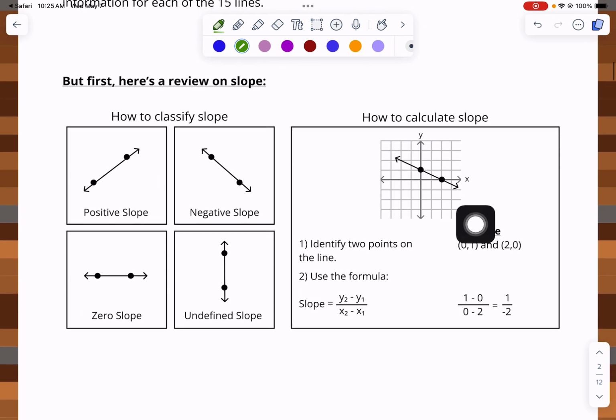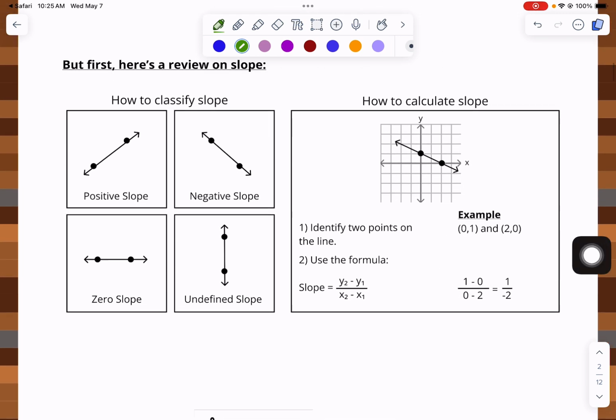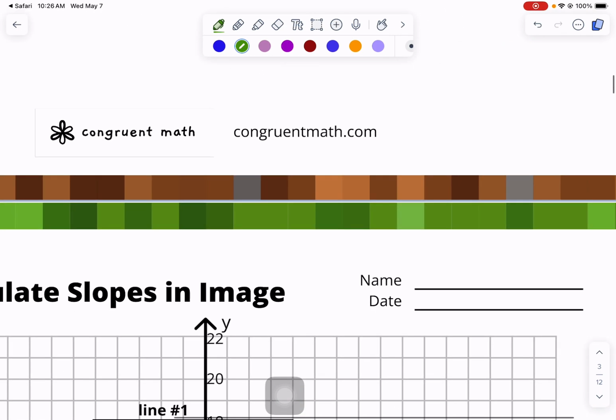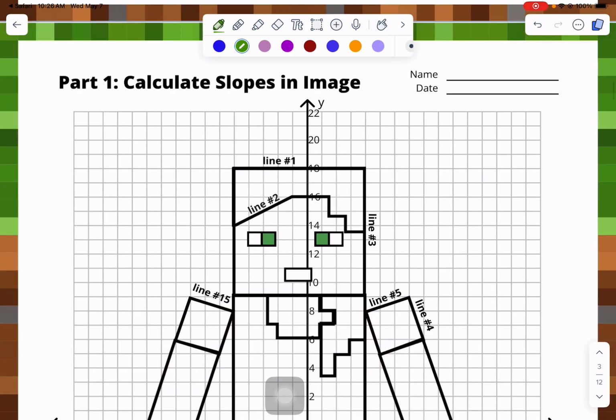So if you remember calculating the slope, you need to find 2 points on the line. You can use the formula of slope. You take 1 point, subtract the y value of 1 point, subtract the y value of another, the x of 1 point, subtract the x of another. But basically all you're doing is finding your rise over your run, right? So there's a change of 1. It's a negative slope, so it's a negative, positive 2, and it will simplify to the same thing of a negative 1/2.